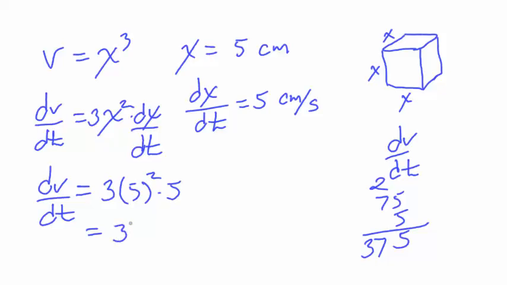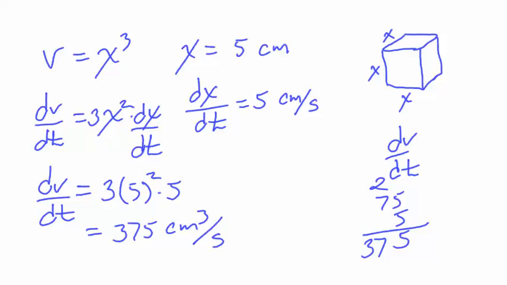So 375 centimeters, 375 centimeters something. It's volume, right? So it's got to be cubed. Centimeters cubed per second. I worked this problem and I guess it didn't get saved. But anyway, so there you go. dv over dt is equal to 375 centimeters cubed per second.